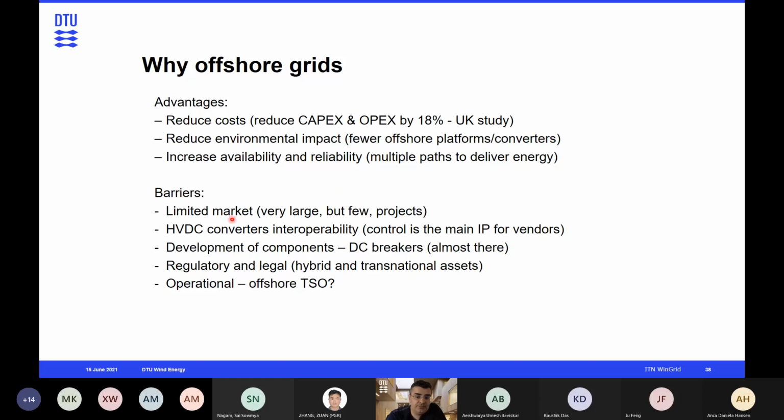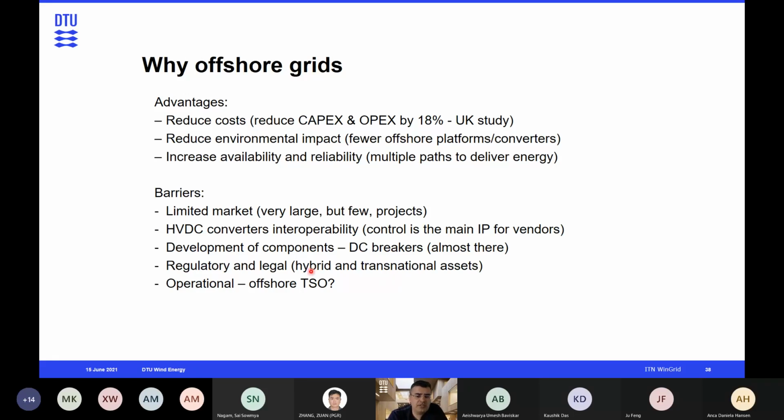And then, as I said already, the HVDC converter interoperability is very important, because basically, and I'm oversimplifying a bit, control is the main IP for the vendor. So the producers of the different power electronics, the way they are controlling it is their main IP, and they are very reluctant to share too much detail about it with their competitors. And of course, aspects related to the components, the DC breakers, I didn't say anything about it, but this used to be one of the big bottlenecks in developing offshore grids, but I think we are almost there.